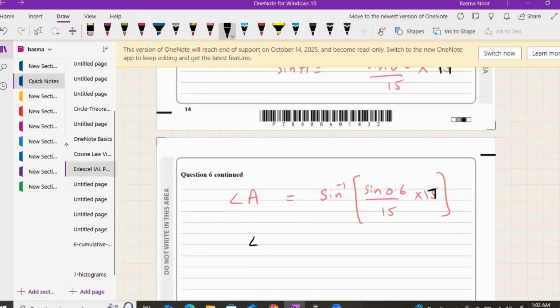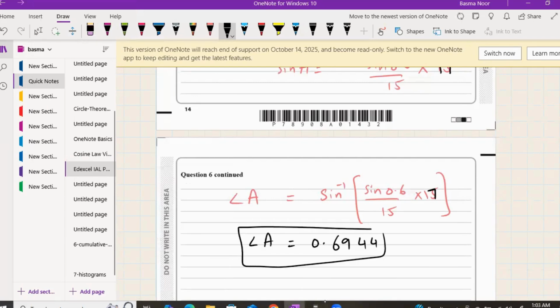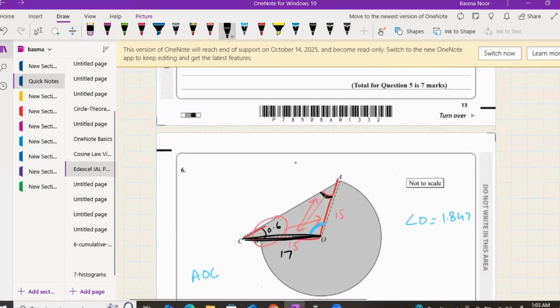So the angle A is 0.6944. This is the angle A you have got. Let's move up and show you where the angle A is.